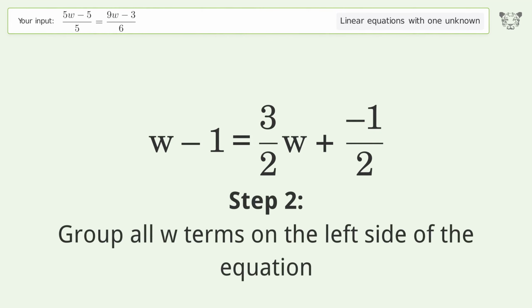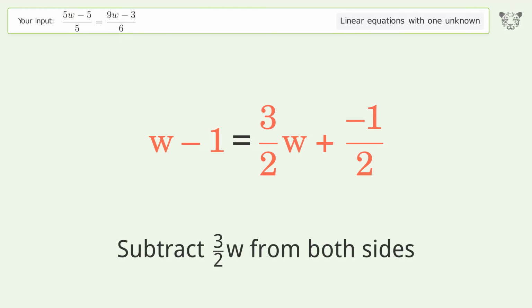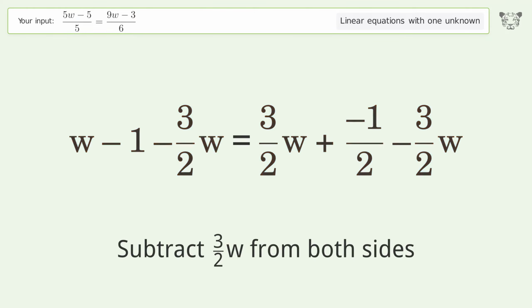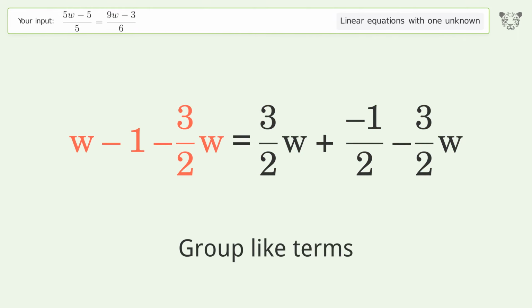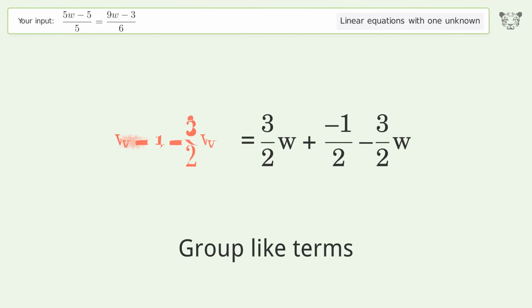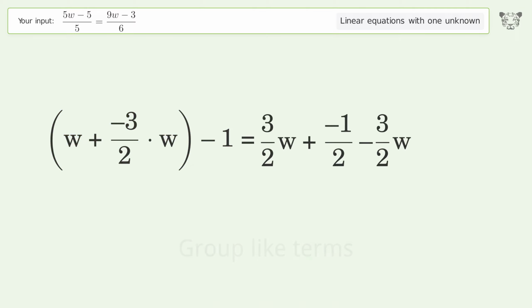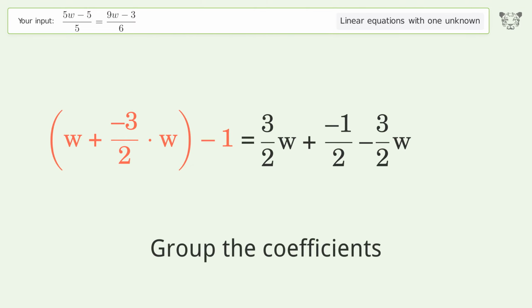Group all w terms on the left side of the equation. Subtract 3/2w from both sides. Group like terms. Group the coefficients.